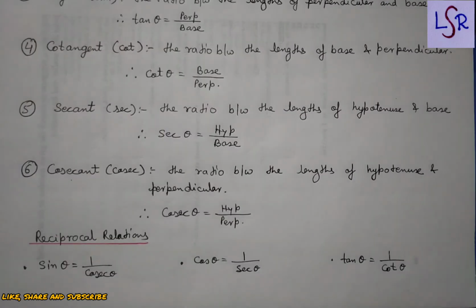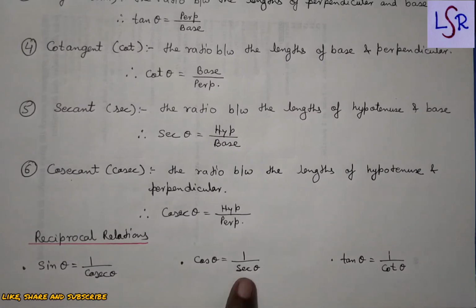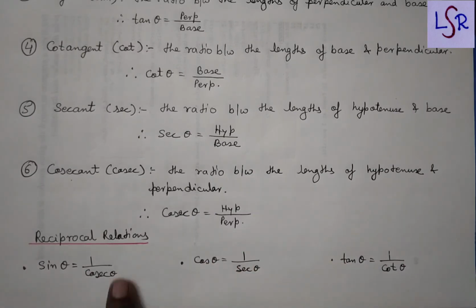Then we have the reciprocal relations, which state that sin theta is the reciprocal of cosec theta, cos theta is the reciprocal of sec theta, and tan theta is the reciprocal of cot theta. And the vice versa is also possible, that is cot theta will be the reciprocal of tan, sec theta will be the reciprocal of cos, and cosec theta will be the reciprocal of sin.